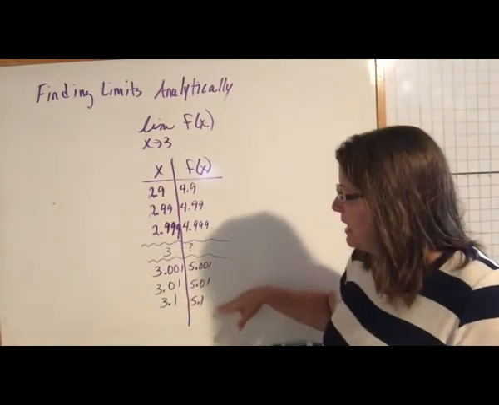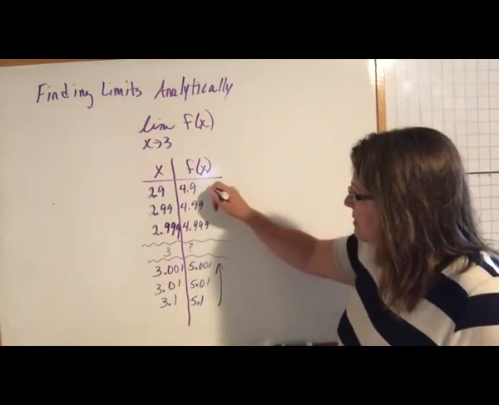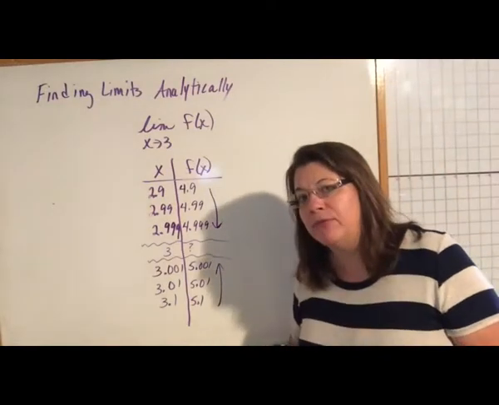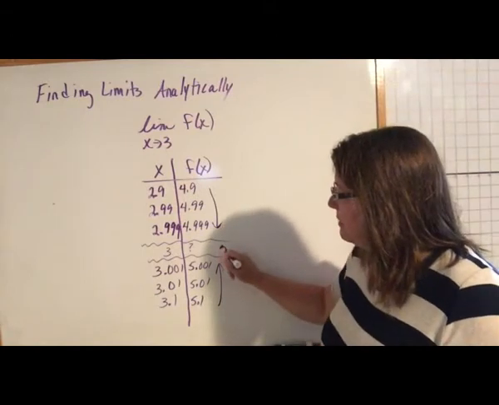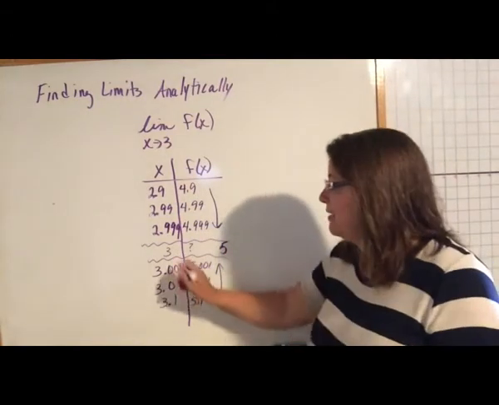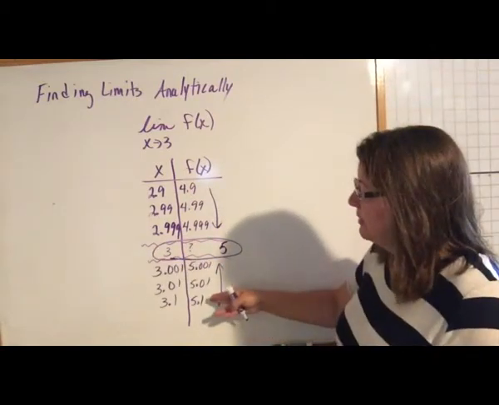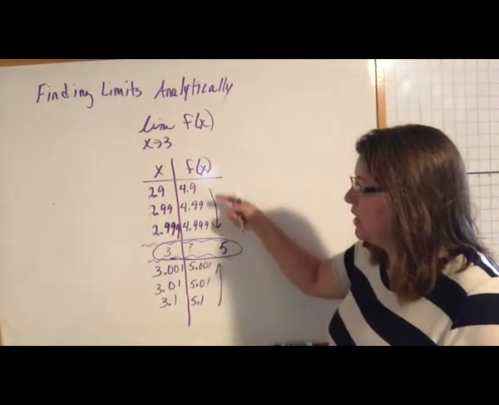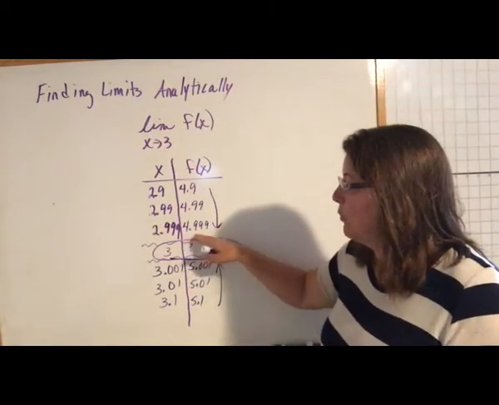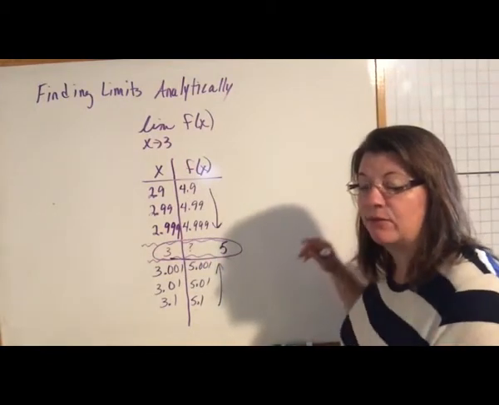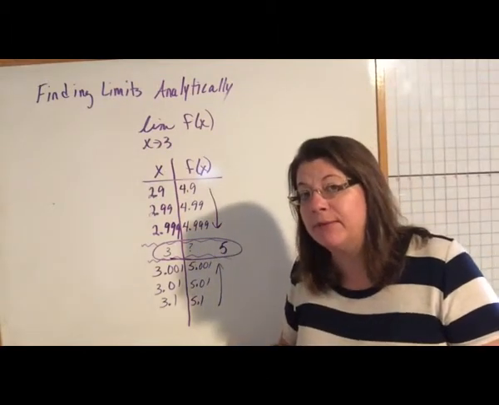So what's happening here as these numbers approach 3 from the right, and as these numbers approach 3 from the left, we are getting very, very close to having a limit of 5. In fact, that is what your limit would be at 3, because we can see that the y values are very, very close to 5. And if this pattern continues, eventually we're going to have 4.9999 repeating, right? 4.9 repeating, which essentially is the same thing as 5.